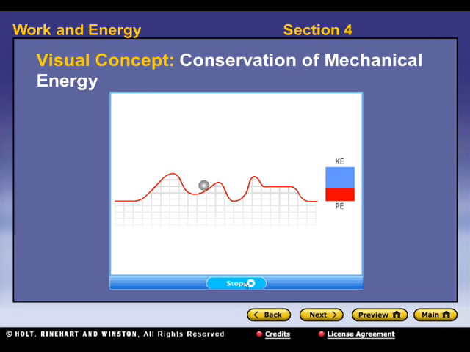Since there is no friction and no wind resistance, the ball is not losing mechanical energy. Its total energy at all times will be the same. The energy can, however, change form from kinetic energy to potential energy. Without friction or resistance removing energy, the ball could continue forever on a closed track.